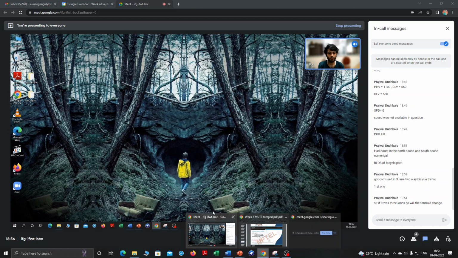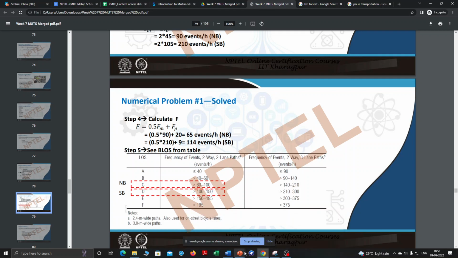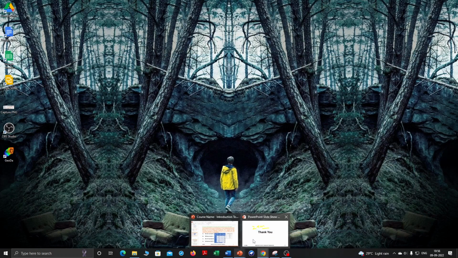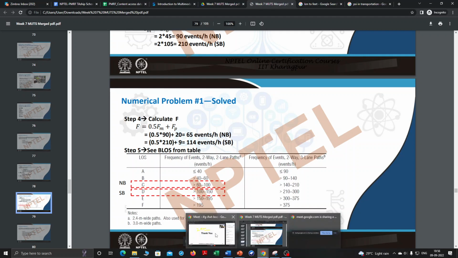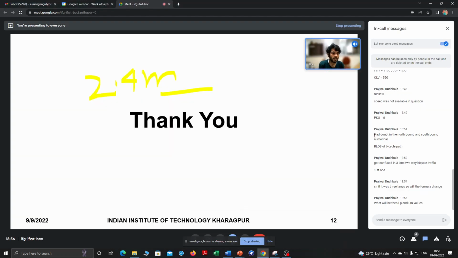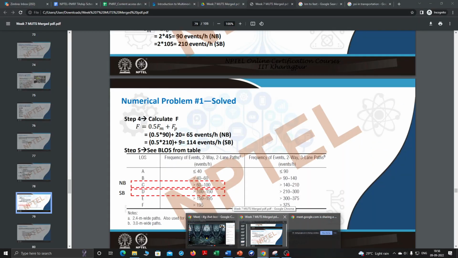That's why there are two tables. One is frequency of events for two-way 2 lane, another is the frequency of events for two-way 3 lane paths. Right? So your formula won't change. It will remain the same. What will then be the FP and FM values? So what is your FP? One second. What is your FP?